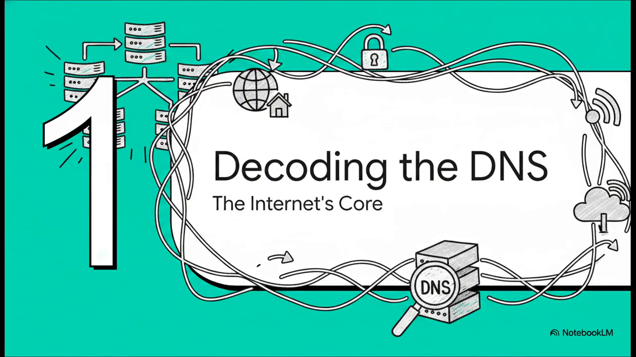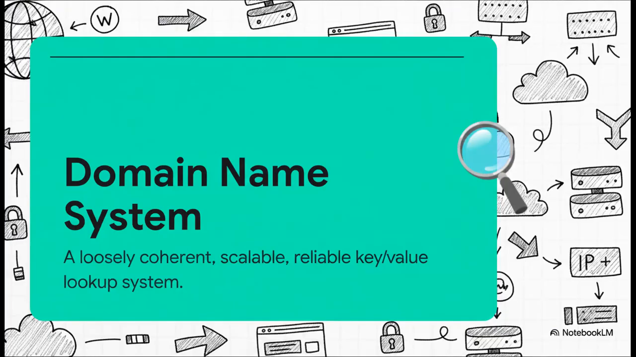Okay, let's dive into this with Section 1, decoding the DNS. Because to really grasp who runs the internet, we first have to understand the foundational layer that makes the whole thing tick. Now, when we talk about the DNS, it is super easy to just think of it as that invisible thing that matches a website name to an IP address. But fundamentally, it's a globally distributed, loosely coherent, scalable, reliable key value lookup system. That's a mouthful, I know, but it basically translates one protocol object into another.